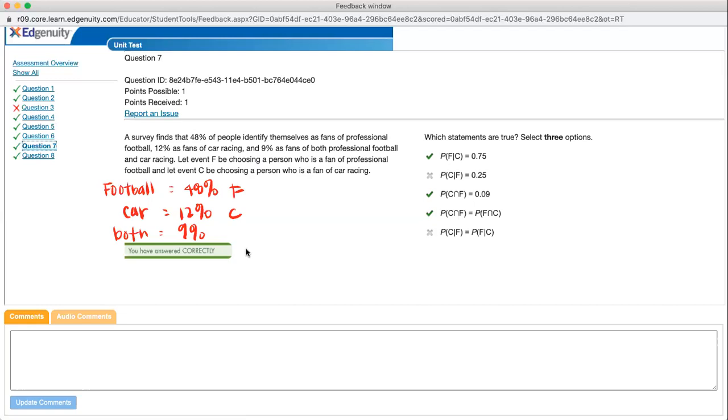And that's it, right? So looking at this, what statement is true? Probability of F given C. So I'm looking at F given C. So this would be probability of F given C is the probability of F and C over the probability of C, right? So both, which is 9, over cars, which is 12. And when I do this, this will give me 75 hundredths, 9 divided by 12, right?